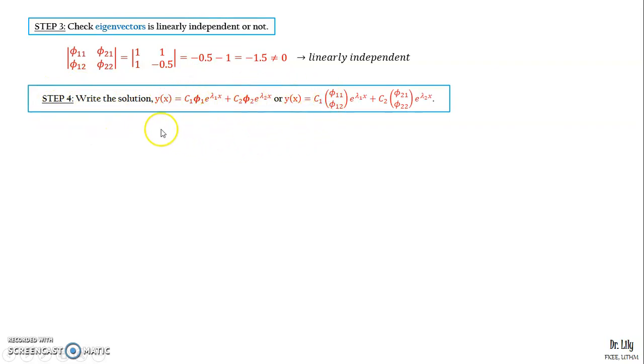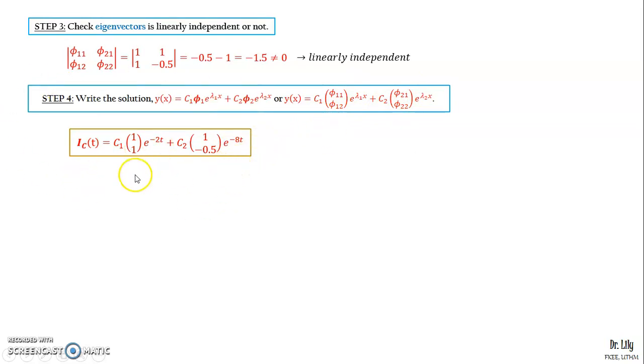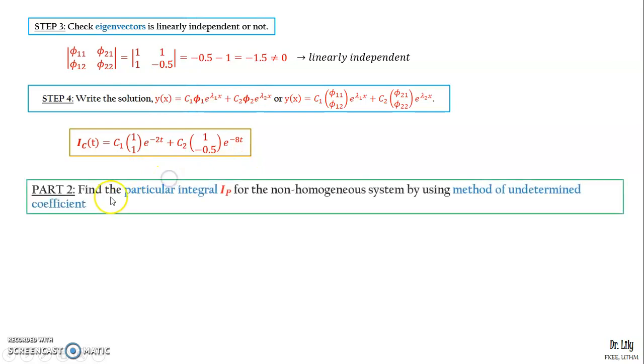Okay. So formula ni you jangan risau, kita bagi dalam appendix untuk during your final exam nanti. Okay. So kita boleh write the solution for the complementary function IC is equal to C1 multiply dengan V1. V1 is 1 and 1, exponent negative 2t. So, 2 is your lambda 1, plus C2, V2 is 1 and negative 0.5, exponent negative 8t, because your lambda 2 is negative 8t. Okay, so this is your complementary function. So, once you have your complementary function, next, we go to the part number 2.